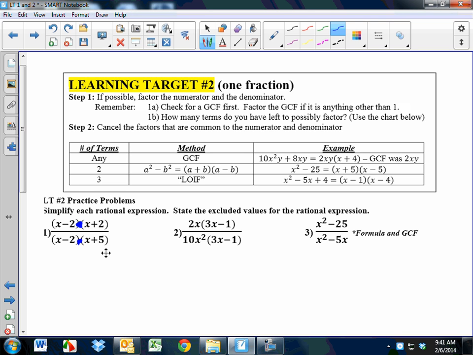So what factors do the numerator and denominator share? They share an x minus 2. So you can literally cancel the factor x minus 2 in the top and bottom. It reduces to 1. And it leaves you with the factor x plus 2 divided by x plus 5.